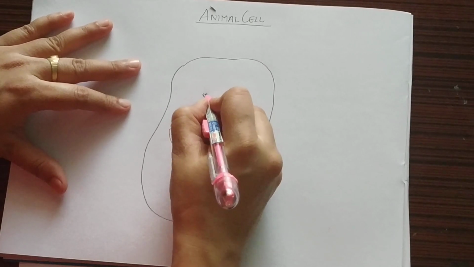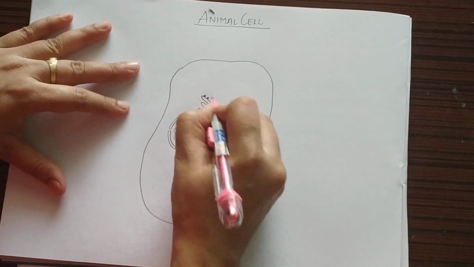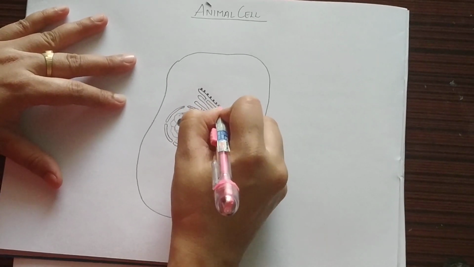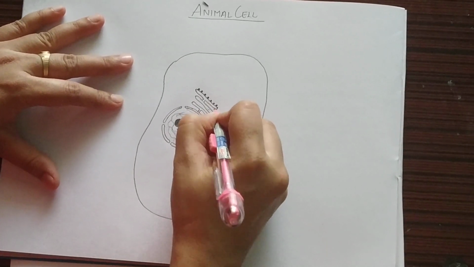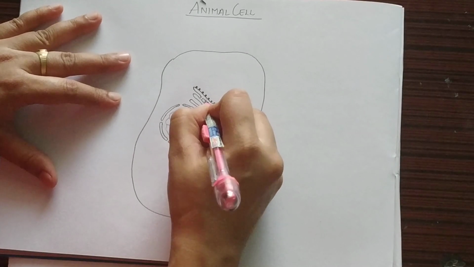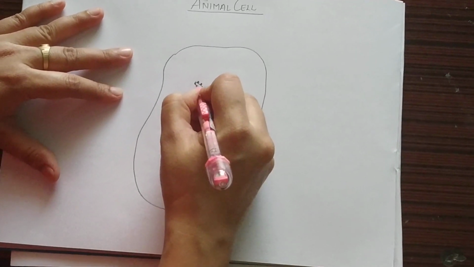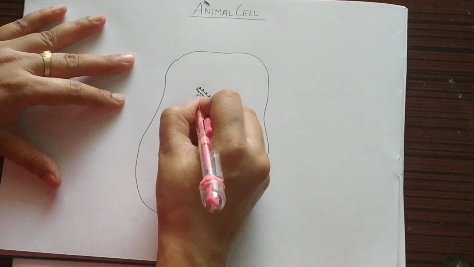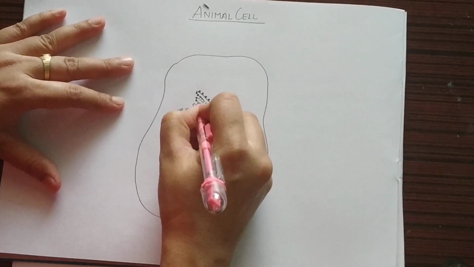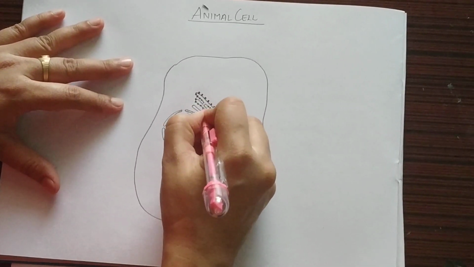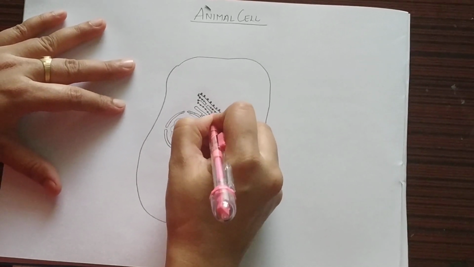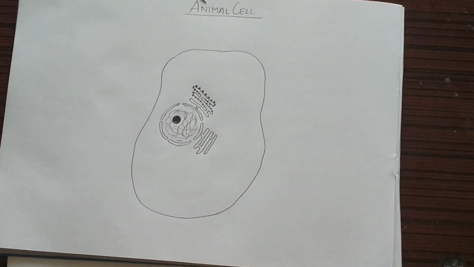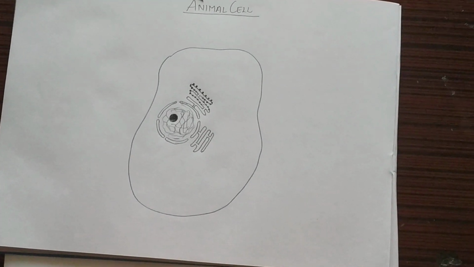At few parts we will draw some granular structures over the endoplasmic reticulum, and this part is going to be the rough endoplasmic reticulum, which contains ribosomes over it. We will leave the other one without ribosomes, that is going to be the smooth endoplasmic reticulum. Okay, so this is enough.